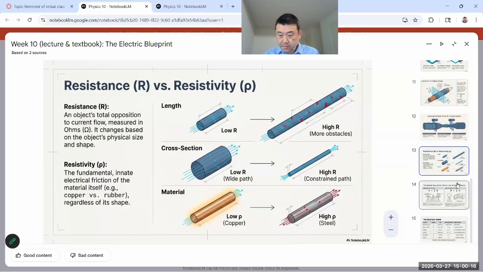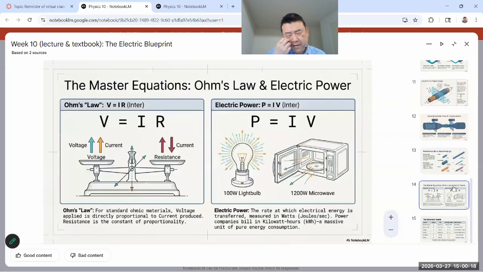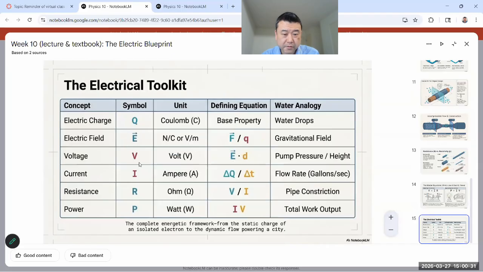I think that looks good. Let me move on to the next slide. I might not have any time to go over the lecture-based slide. I'll just say this much. Master equations: there's Ohm's law, power. Electrical toolkit. I guess that's a nice summary.